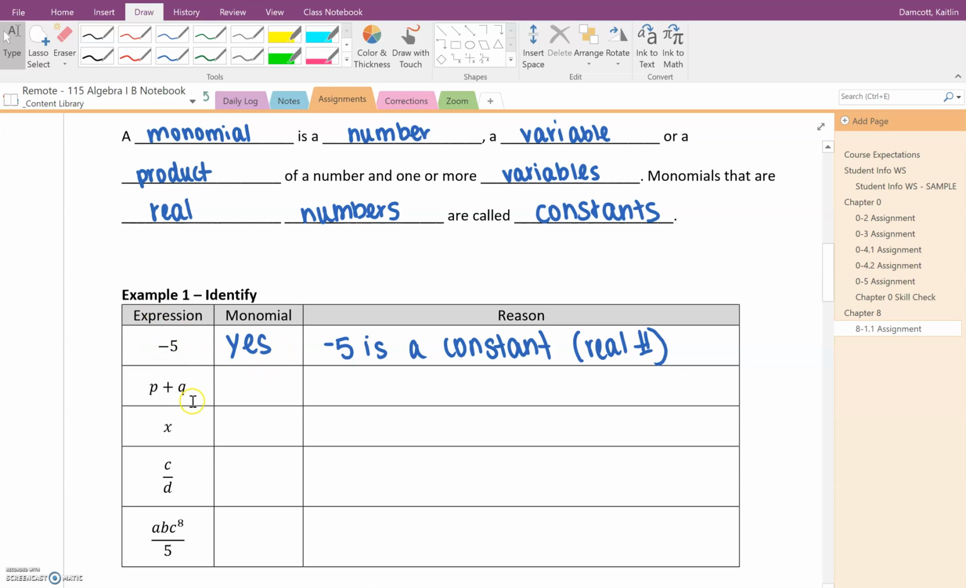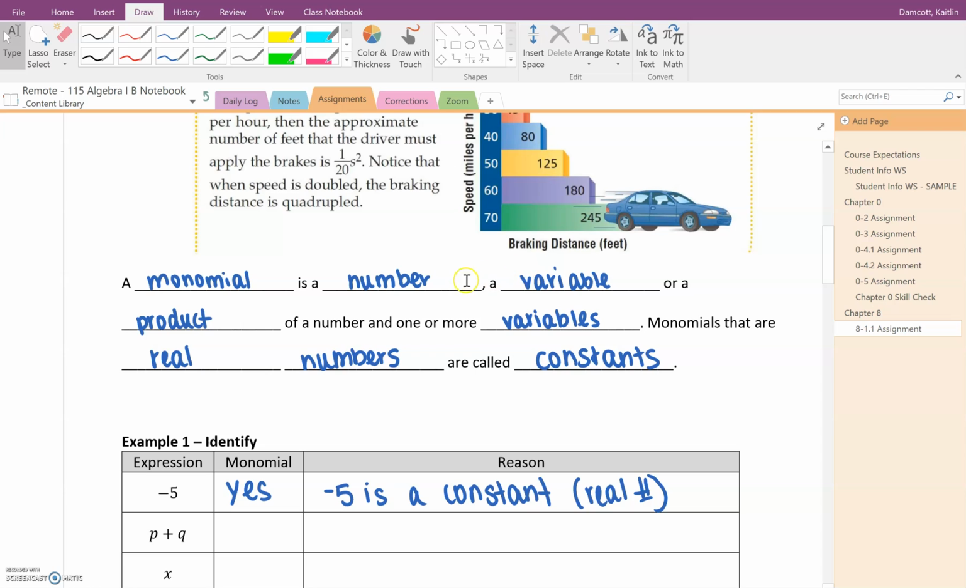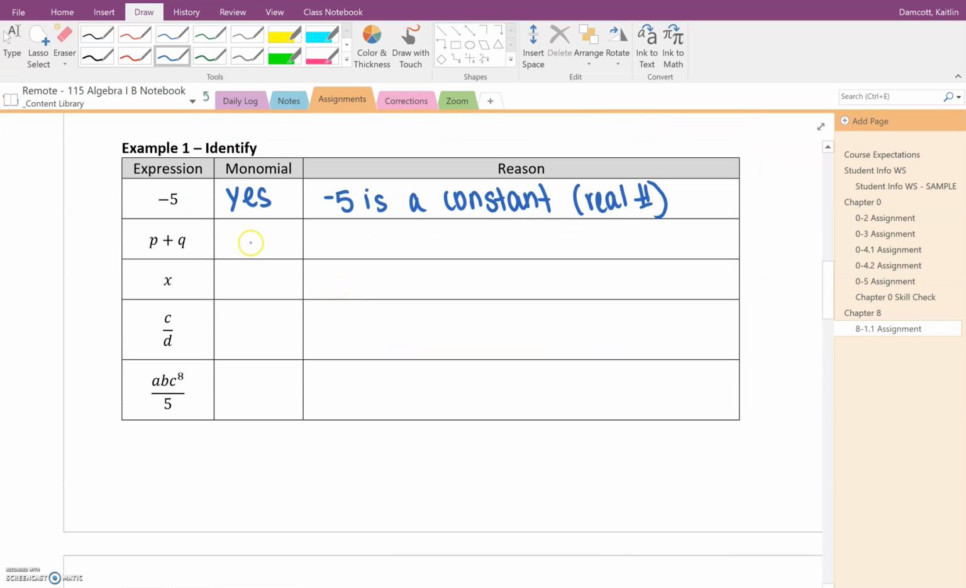Now looking at the next example, we have P plus Q. In this, we have a variable plus another variable. If you go back to our definition of what makes a monomial, nowhere in the description does it say that you can have a sum, which would mean addition. So this is actually not a monomial, so we're going to put no. Our reasoning is because it's a sum, meaning we're adding, not a product, meaning we're multiplying. Because it's not showing multiplication, it is not a monomial.